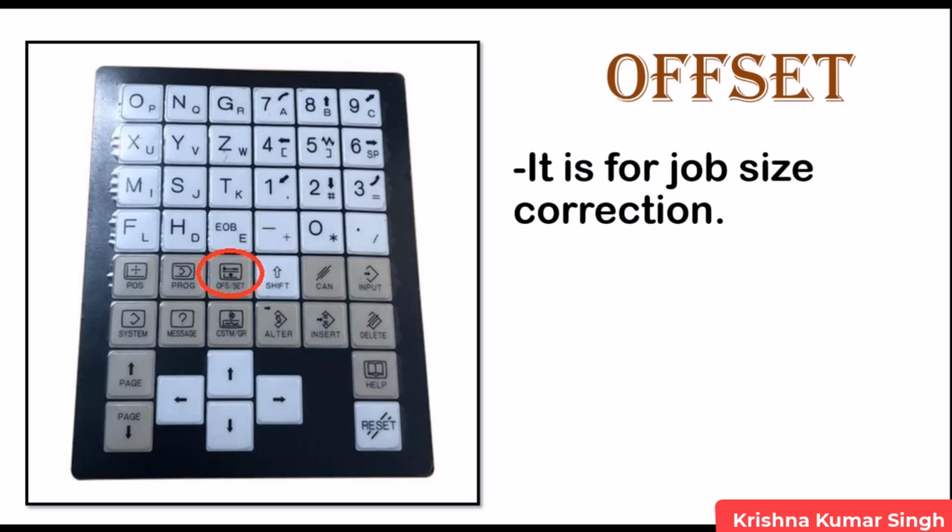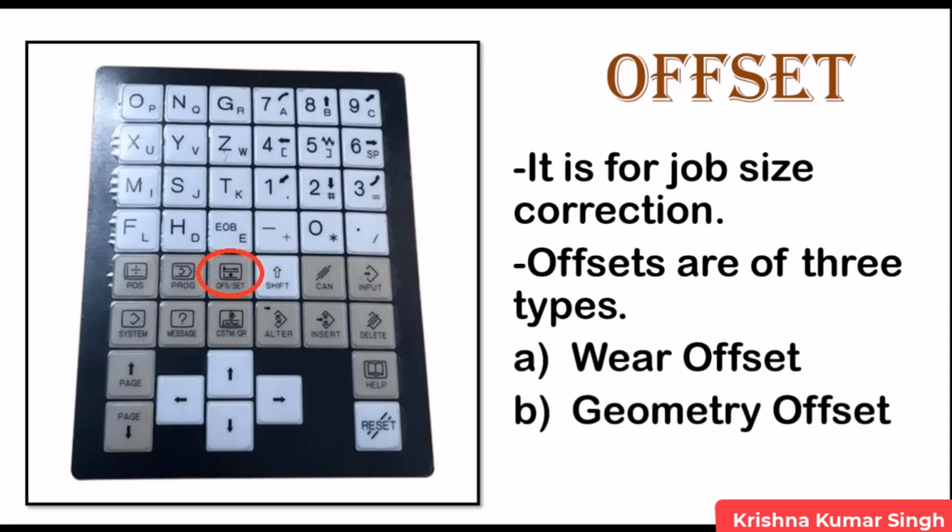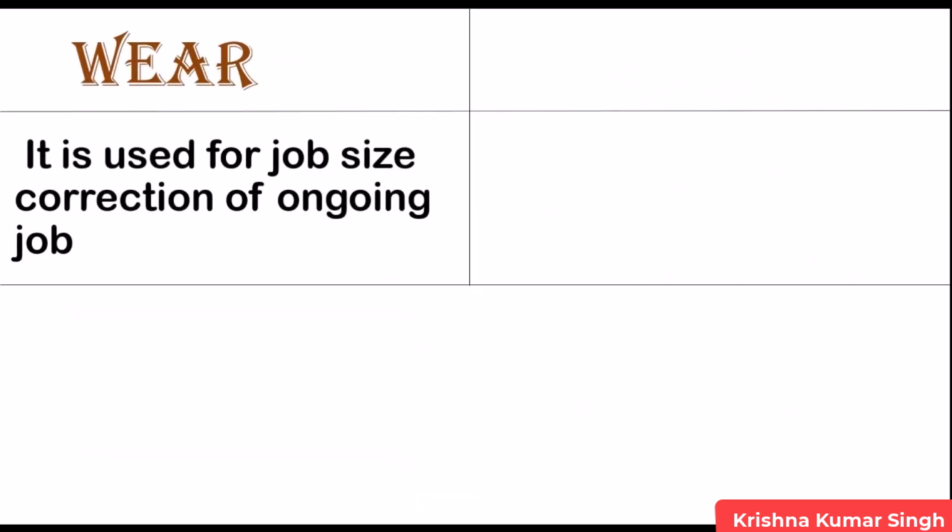1. Wear offset, used for job size correction during ongoing production. If the tool wears out, resulting in a slightly larger size than required, an offset is applied to remove the excess material and achieve the desired size. This kind of offset is given in wear offsets.